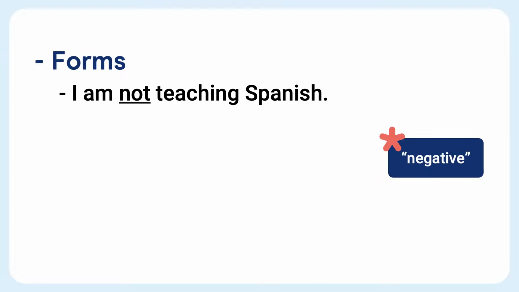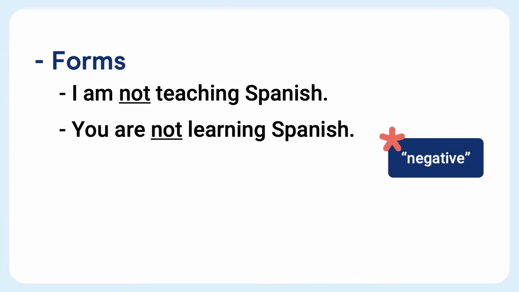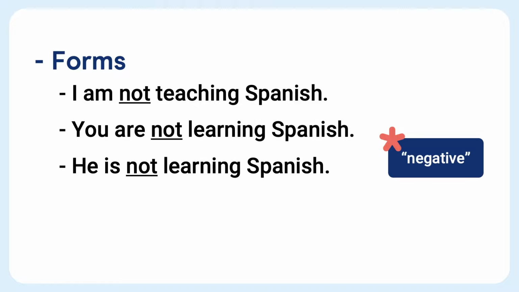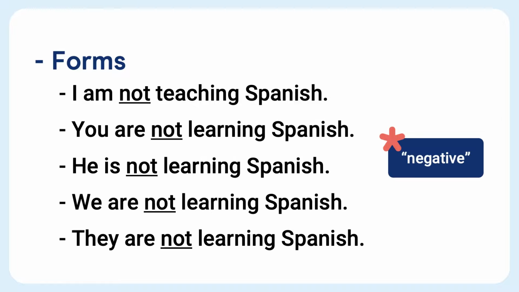This is called the positive form. What about if we want to say someone is not doing something? He is not eating his breakfast. He is not learning Spanish. Let's take a look at this negative form with a not. So, I am not teaching Spanish. You are not learning Spanish. He is not learning Spanish. We are not learning Spanish, and they are not learning Spanish. So to make a negative form, what we do is add the word not between the be verb and the verb ing. Am not teaching, are not learning, is not learning, etc.